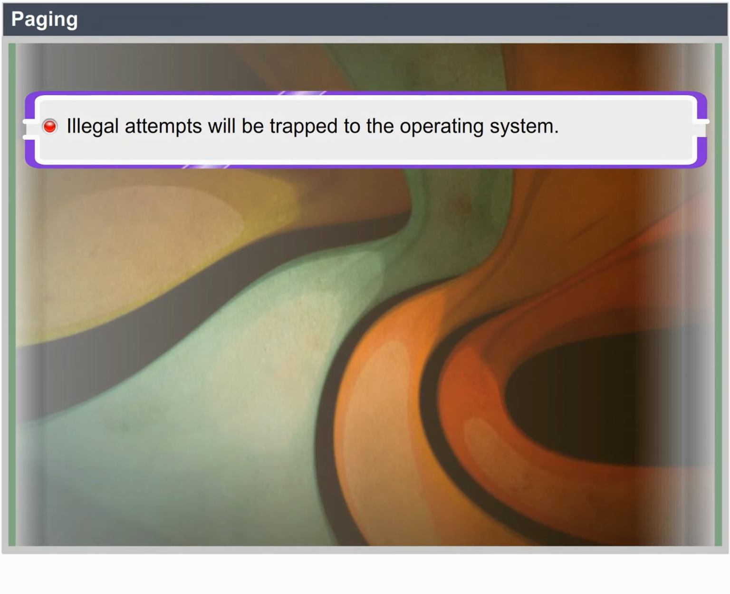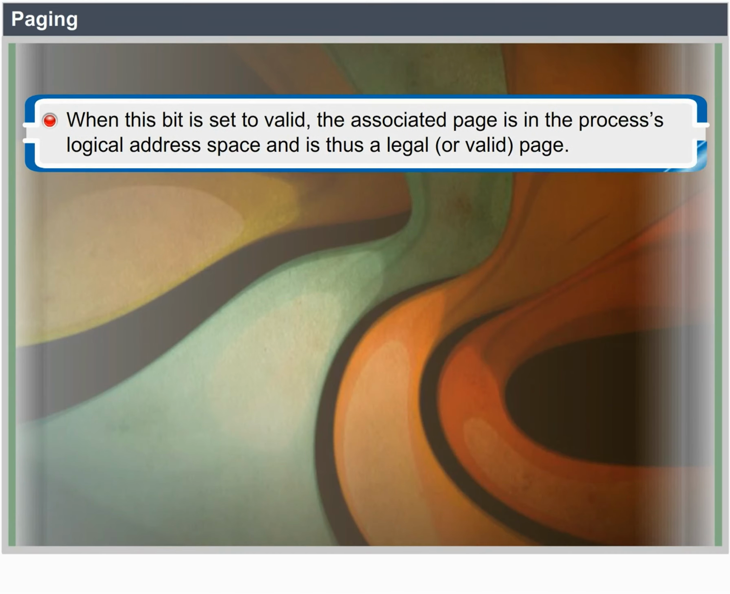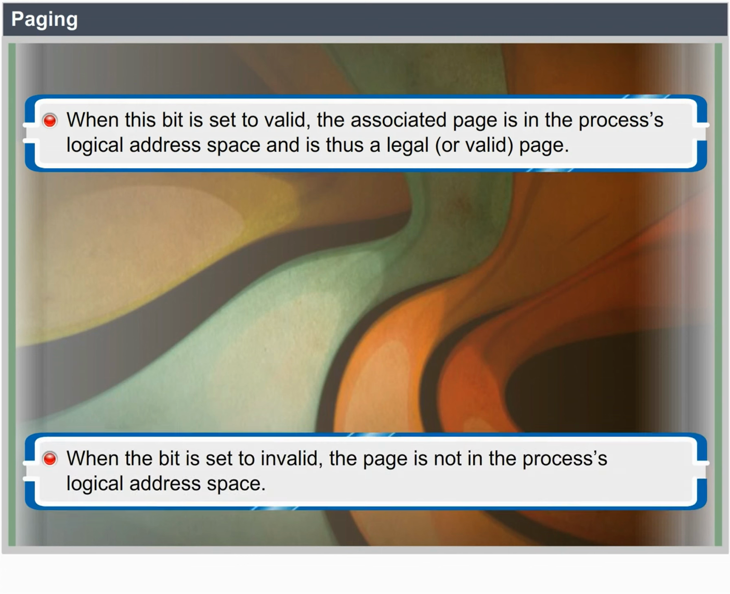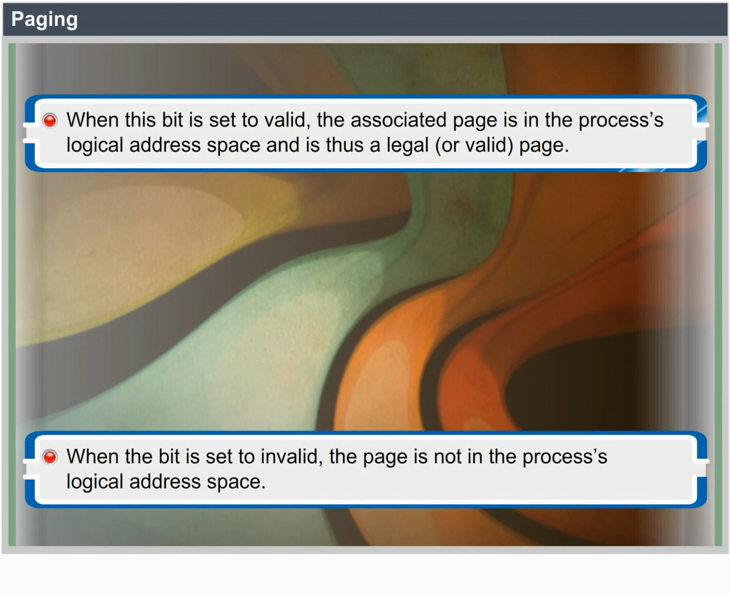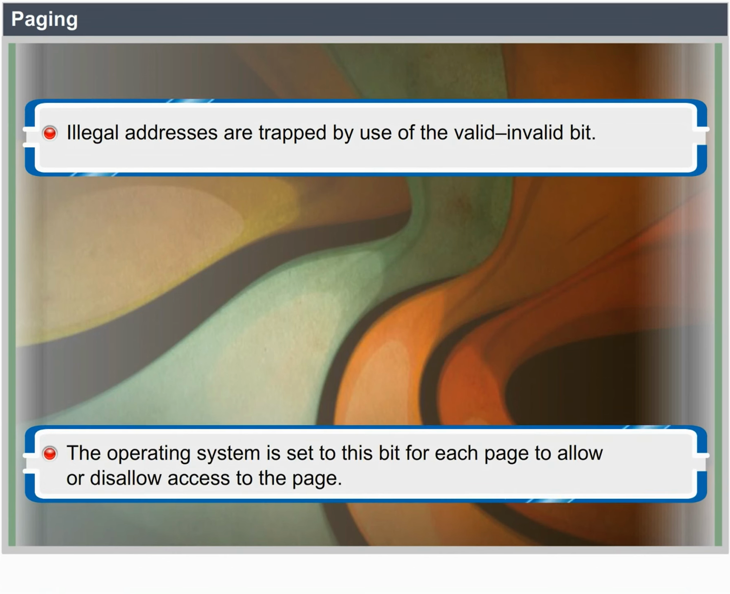One additional bit is generally attached to each entry in the page table, a valid-invalid bit. When this bit is set to valid, the associated page is in the process's logical address space and is thus a legal or valid page. When the bit is set to invalid, the page is not in the process's logical address space. Illegal addresses are trapped by use of the valid-invalid bit. The operating system sets this bit for each page to allow or disallow access to the page.